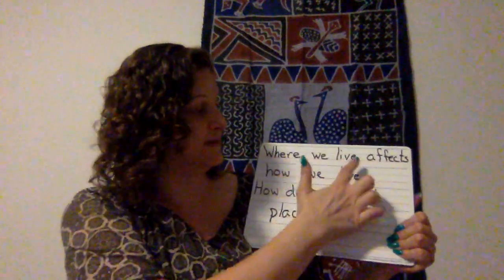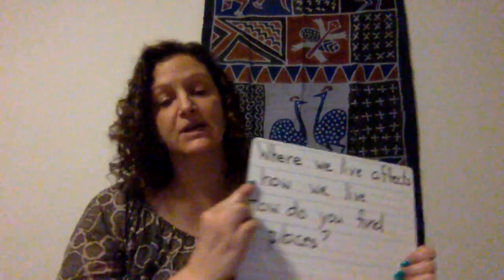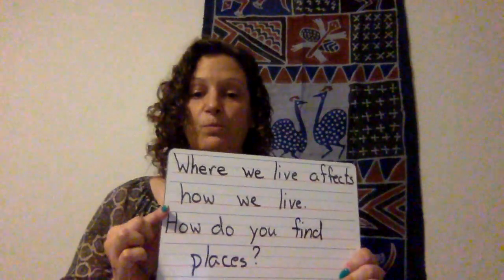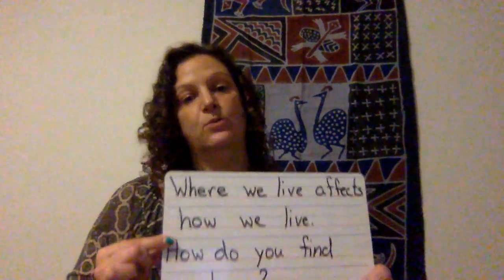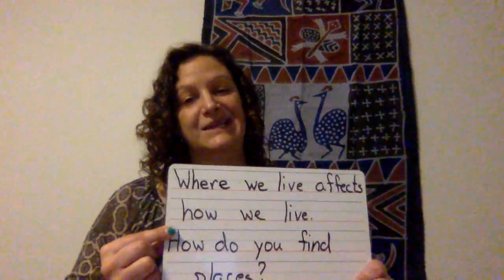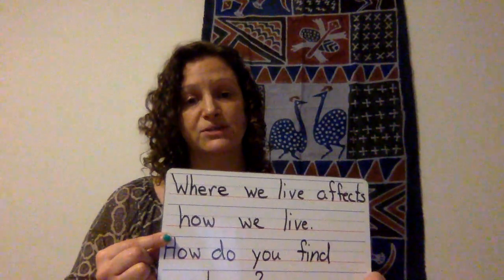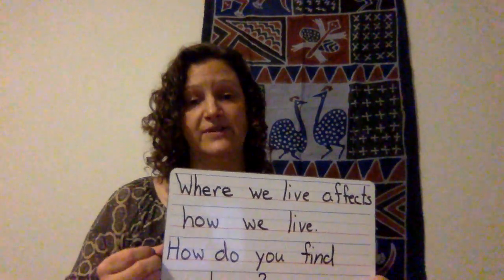We have two main things that we're going to look at today, two questions that we're going to think about. The first is where we live affects how we live. So the idea behind that is that people live in different places and where they live affects how they live. An example of that is that we live in South Florida. It's usually warm here, so most of us do not own things like snow boots or really heavy jackets.